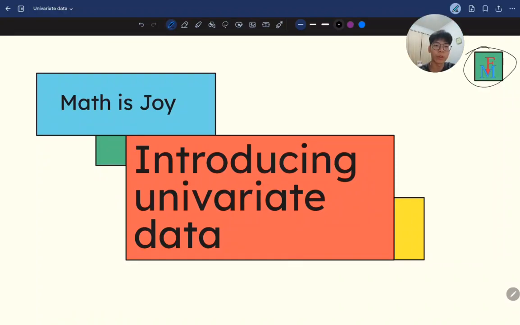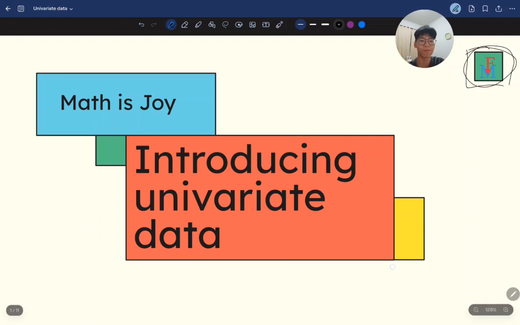Hello everyone, we're back at Math Fundamentals, and today we're going to introduce univariate data. This is our last lesson. I'll try to finish it before 10 minutes since this is our last day.